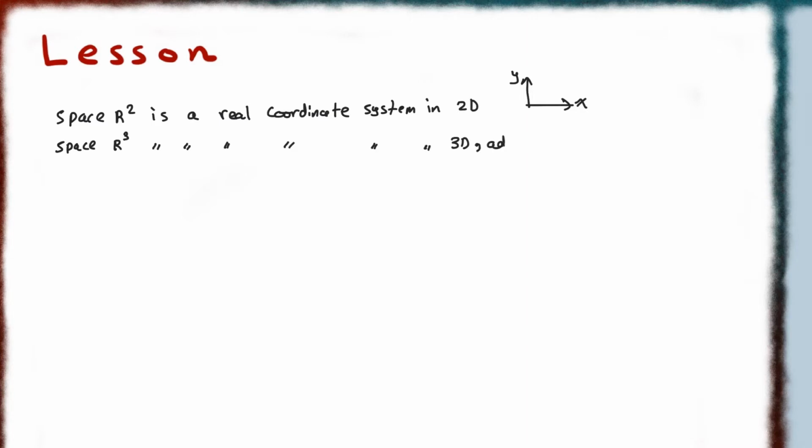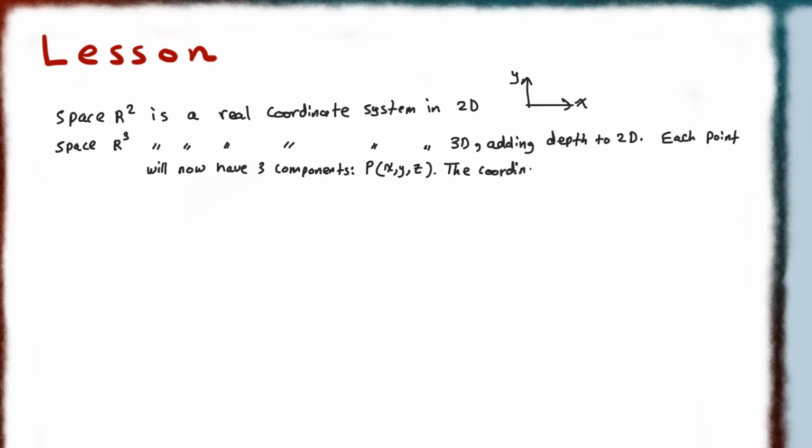The first one, the real coordinate space of dimension 2 is a real coordinate system in 2 dimensions. A real coordinate space of dimension 3 is a real coordinate system in 3 dimensions, adding depth to our 2 dimensions. Each point will now have 3 components instead of 2, so our points will have x, y, and a z component, which is our depth.